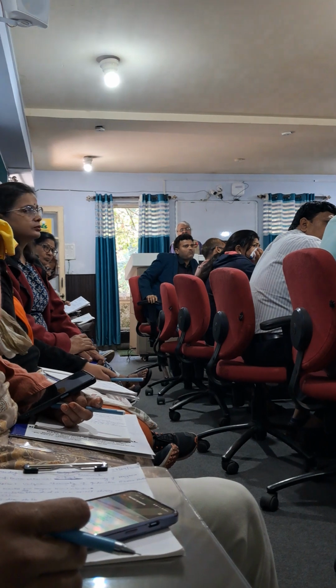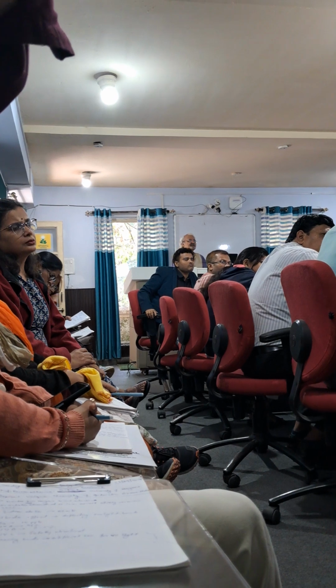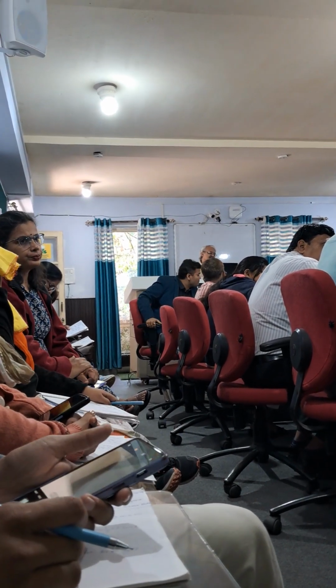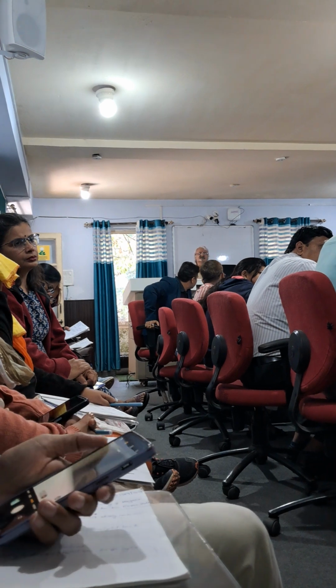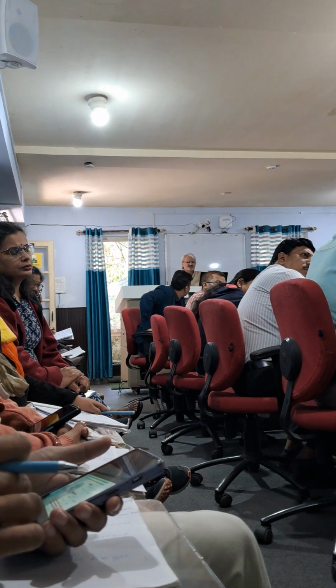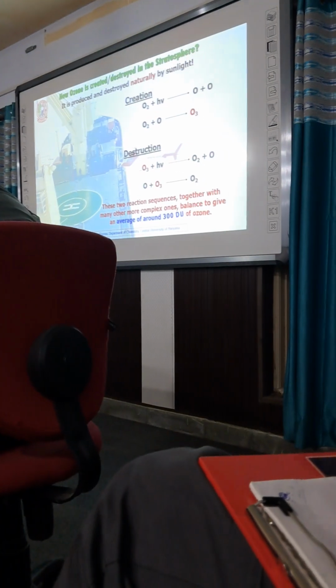These two reaction sequences, together with many other more complex ones, balance to give an average of around 300 DU. DU is Dobson unit. Like you measure distance in kilometers, weight in kilograms, similarly we measure the level of ozone in Dobson units. Dobson unit is a little complex. I would say that 1 part per million is almost 0.65 Dobson units.